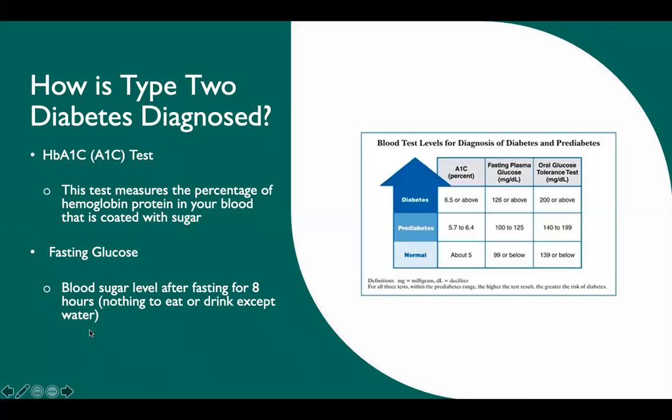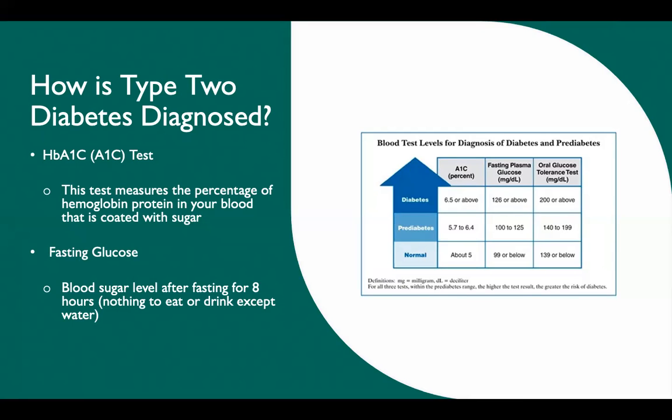So how is type 2 diabetes or diabetes in general diagnosed? There are 3 common tests, but more commonly, the 2 listed here. There is what is called an A1C test, and this test measures the percent of hemoglobin protein in your blood that is coated with sugar. A normal level for somebody without diabetes is about 5, and somebody with diabetes would have an A1C of 6.5 or higher.